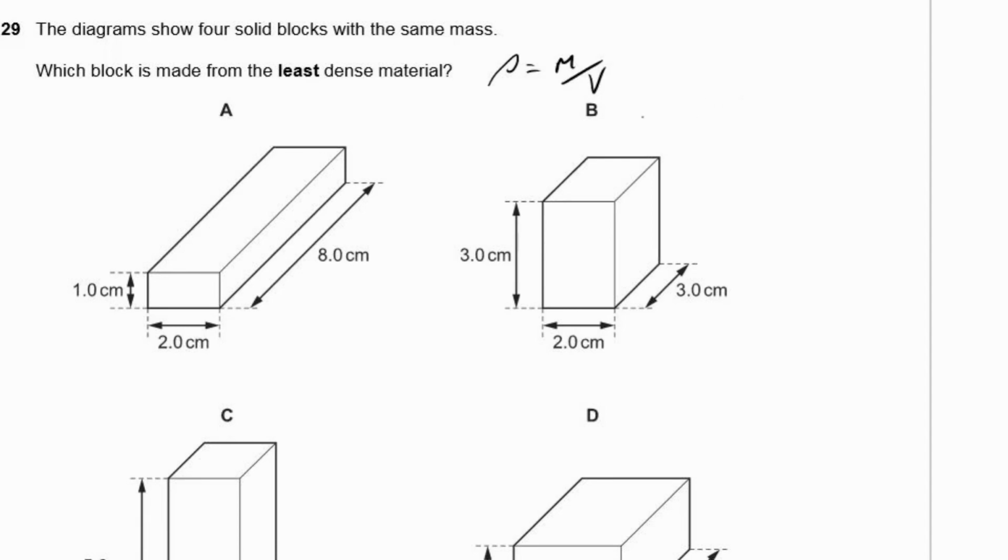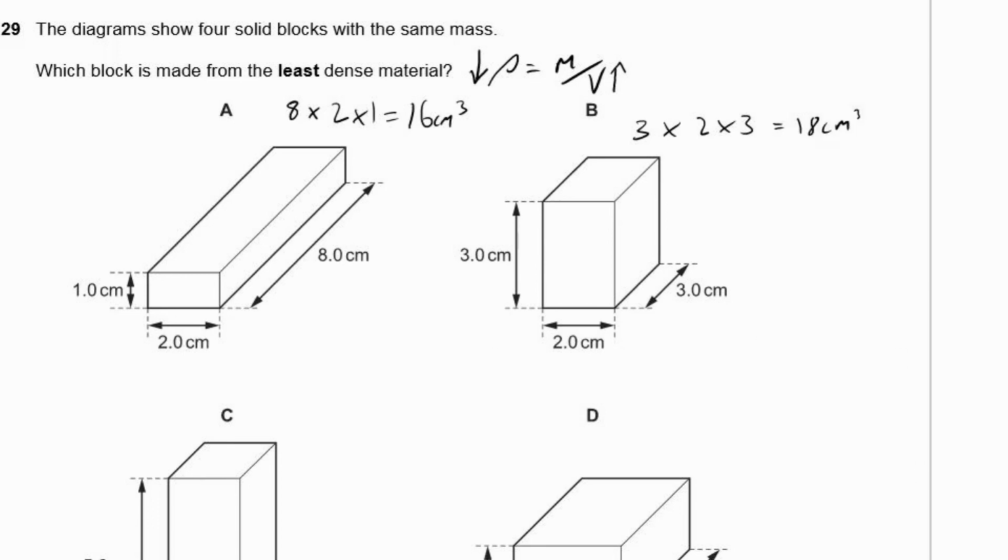Now, if we want to find the object with the smallest density, where the mass is the same, then we would want to look for the object with the biggest volume, and that should give us our answer. So let's start calculating our volume. Volume for A is 8 centimeters times 2 centimeters times 1 centimeter, that's 16 centimeters cubed. B, 3 centimeters times 2 centimeters times 3 centimeters, so we're dealing with 18 centimeters cubed.